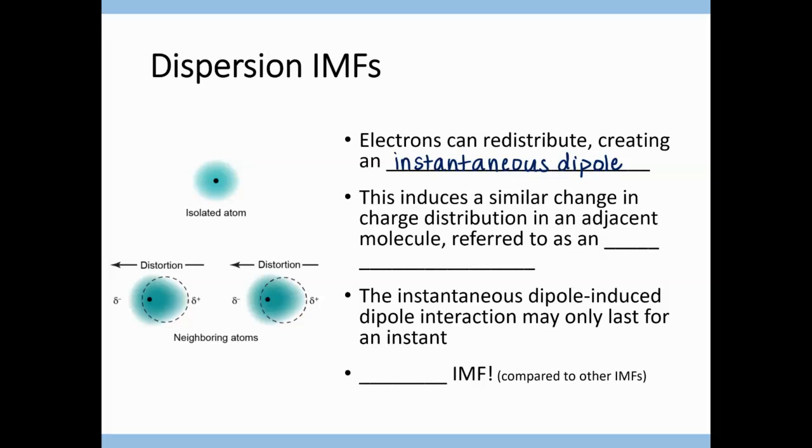Now this all happens for a moment, but it is still a property that is observed in nonpolar molecules. So reading our bullet points here, first, electrons in a nonpolar molecule can redistribute, creating an instantaneous dipole. And this induces a similar change in charge distribution in an adjacent molecule, and this is referred to as an induced dipole.